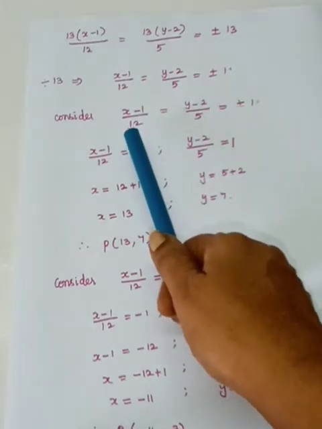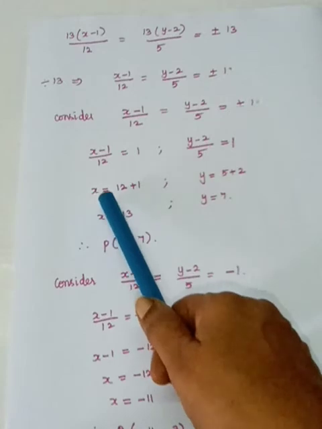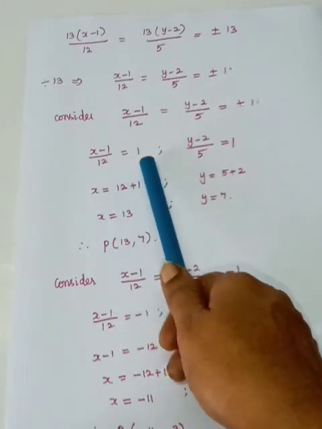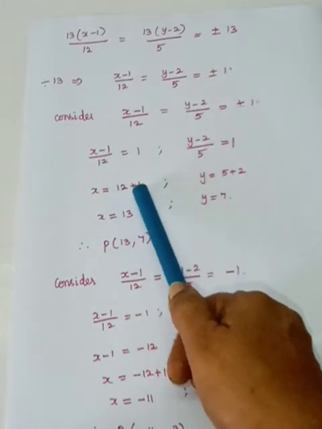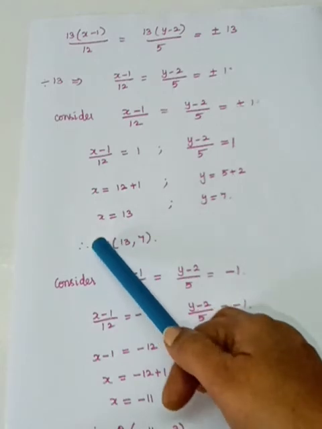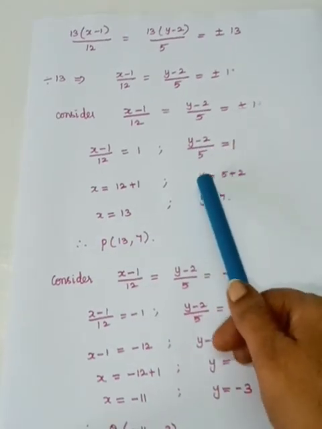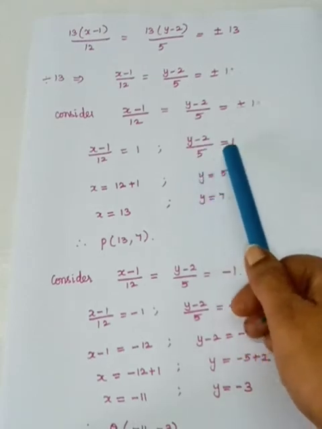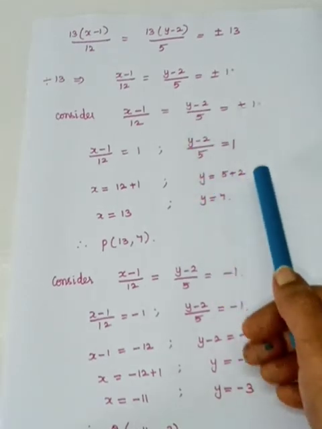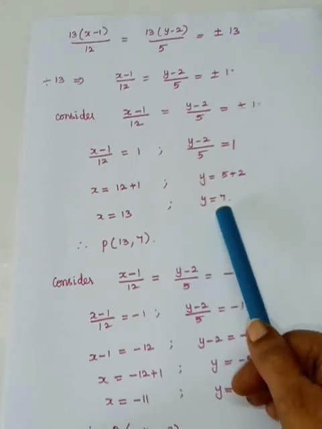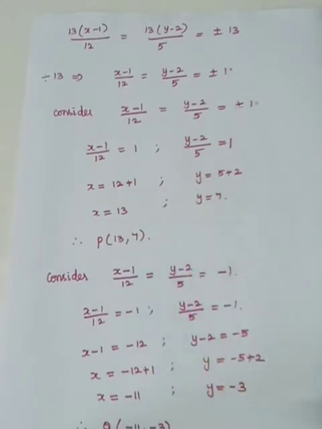So (x minus 1) by 12 is equal to 1. So x minus 1 is equal to 12. The minus 1, when you take it to the other side, is plus 1. So therefore x is equal to 13. Next, (y minus 2) by 5 is equal to 1. So y minus 2 is equal to 1 into 5, which is 5. This minus 2, when you take it to the other side, is plus 2. So y is equal to 7. So the point is 13 comma 7.